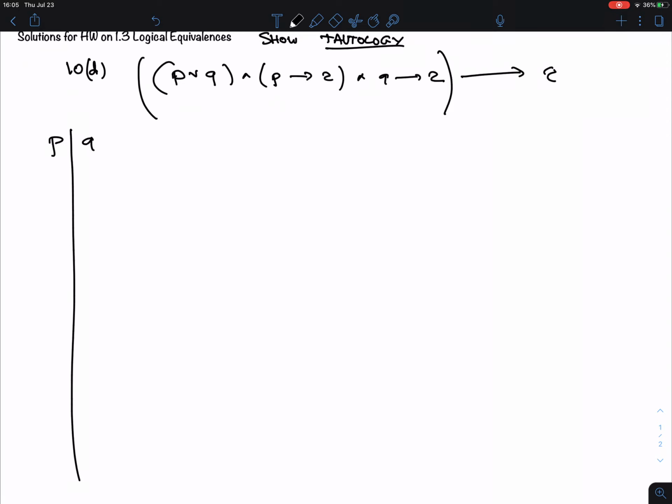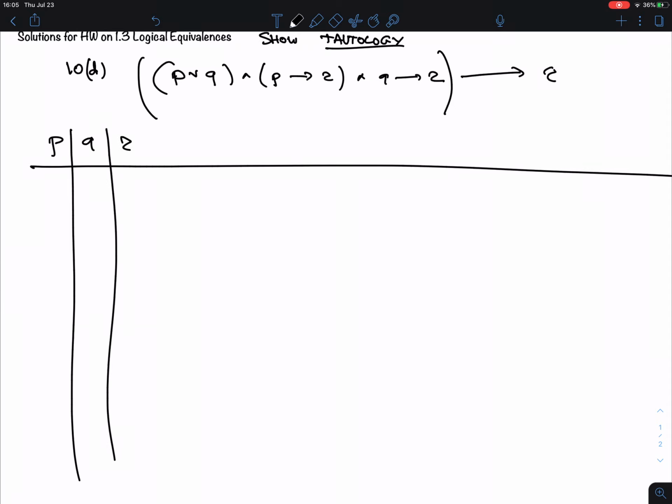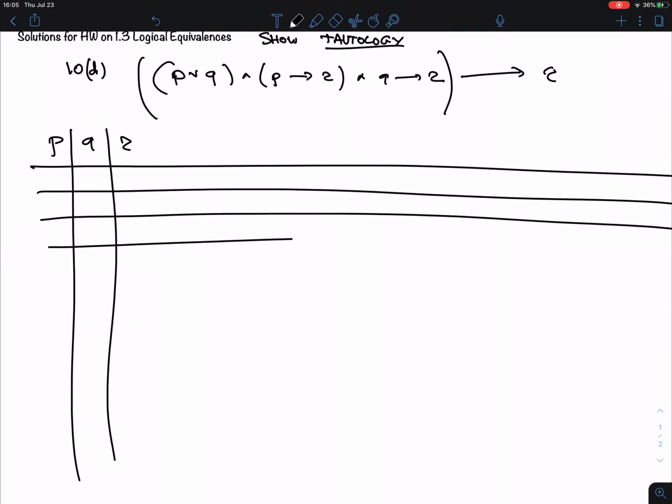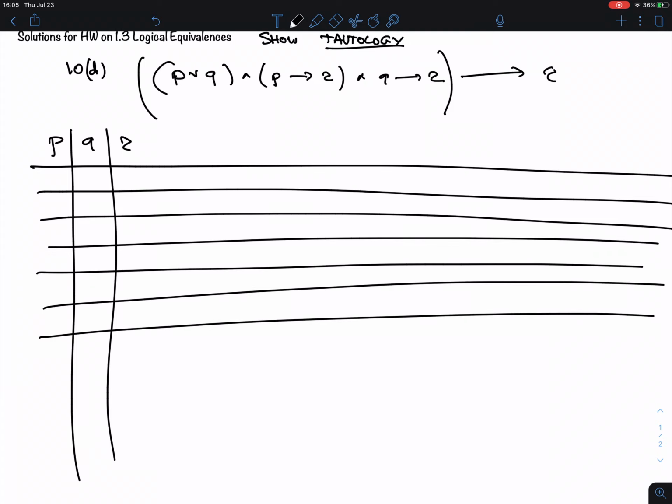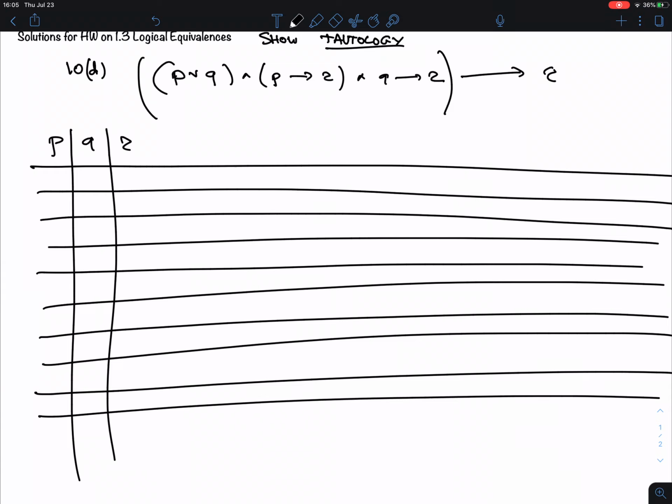P, Q, and R. It's quite long, so let me make sure I have everything. So one. 1 1 1 1 0 0 0 0, 1 1 0 0 1 1 0 0, 1 0 1 0 1 0 1 0. Okay. So we have all these components, and there were extra parentheses here, so let me make sure that I wrote everything correctly.